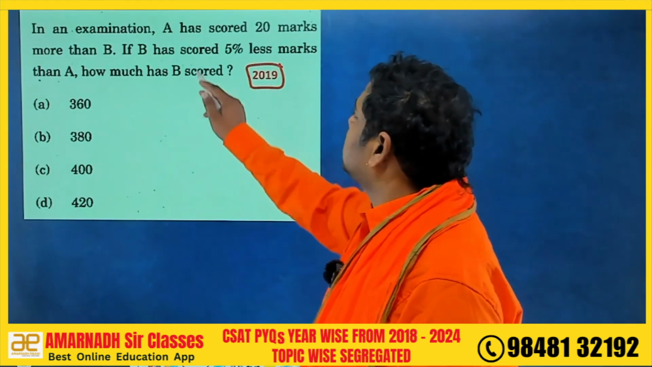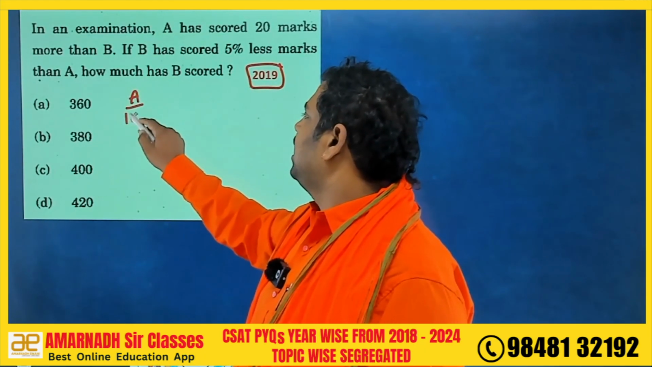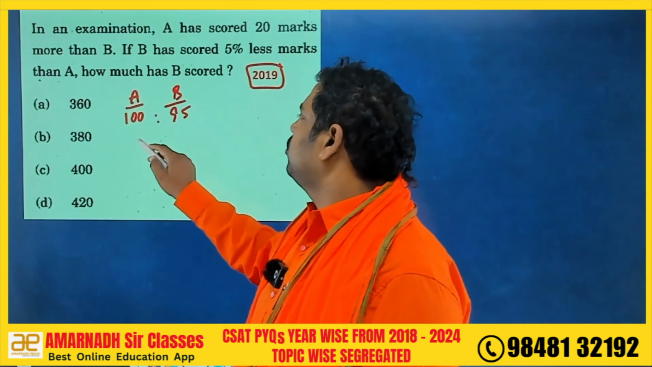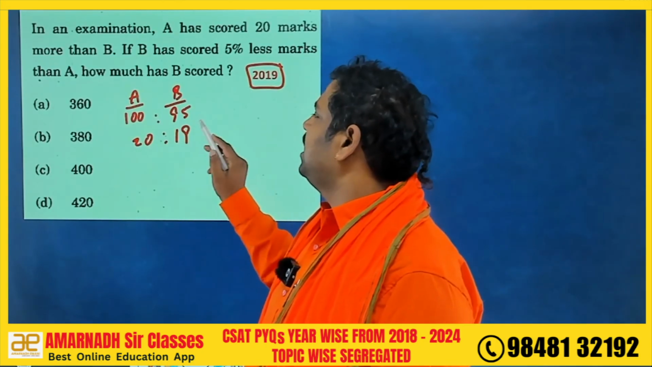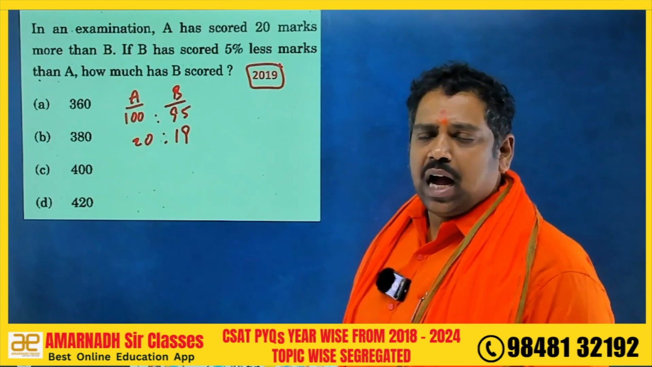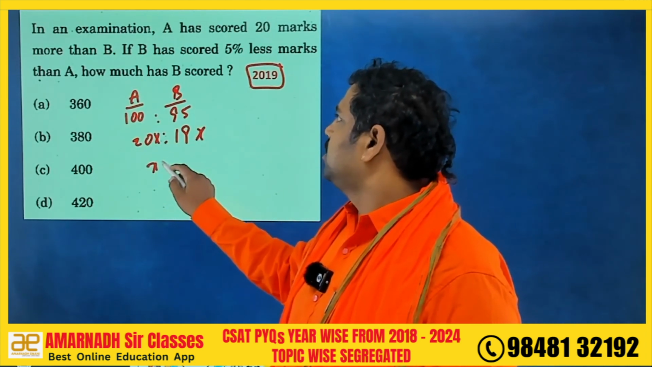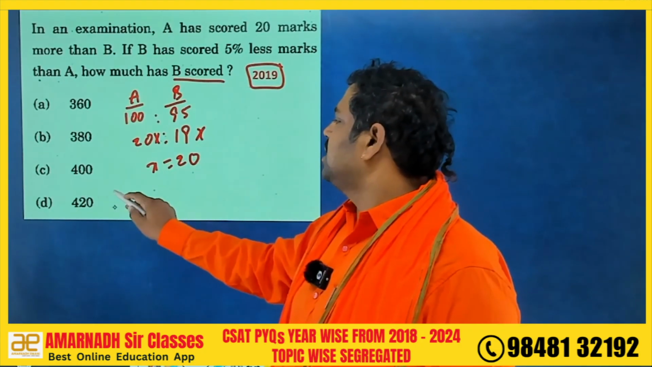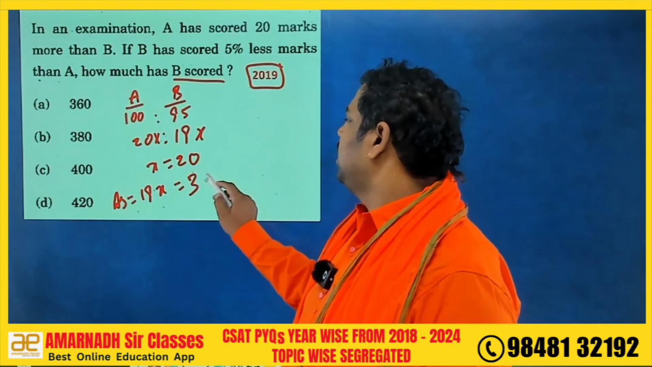Okay, B has scored 5% less marks than A. That means if A is 100x or 100, B is 95. Let us take the ratio. 20 is to 19. Okay, it is 20x, it is 19x, right? A has scored 20 marks more than B. How much more means simply difference, right? It is 20x and it is 19x. How much more is x? Its value is 20. How much did B score? B scored means simply the answer is 19x. Is how much? 19 into 20, 380.